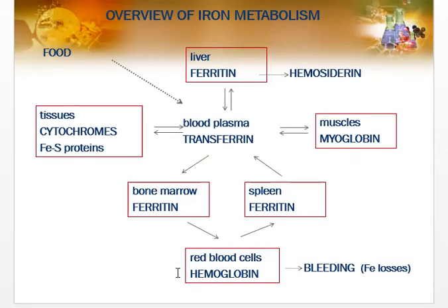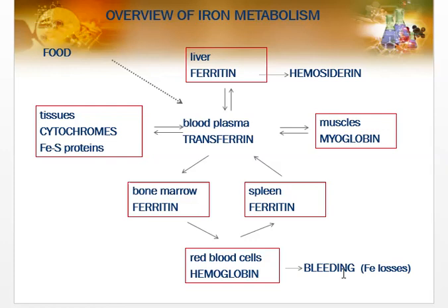Let's go to the overview of iron metabolism. Okay, food. From the food, our iron will go to the blood plasma, transferrin. From the transferrin, bone marrow ferritin. From ferritin, red blood cell hemoglobin.